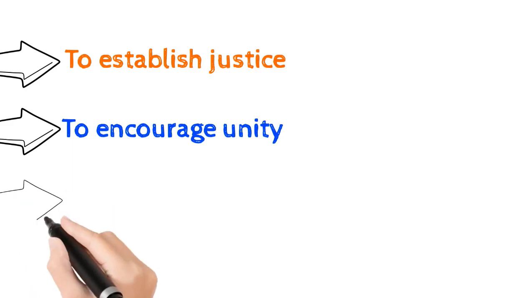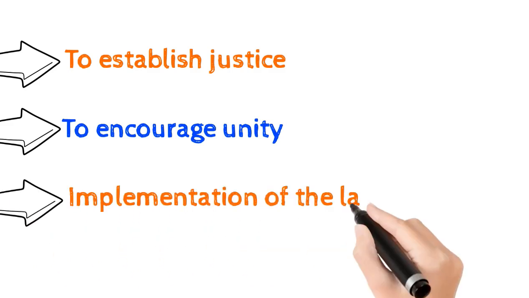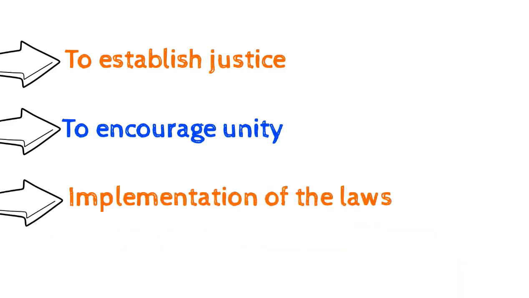Number 7, implementation of the laws. The government, through the judiciary, ensures that the laws are implemented, that the laws are carried out.